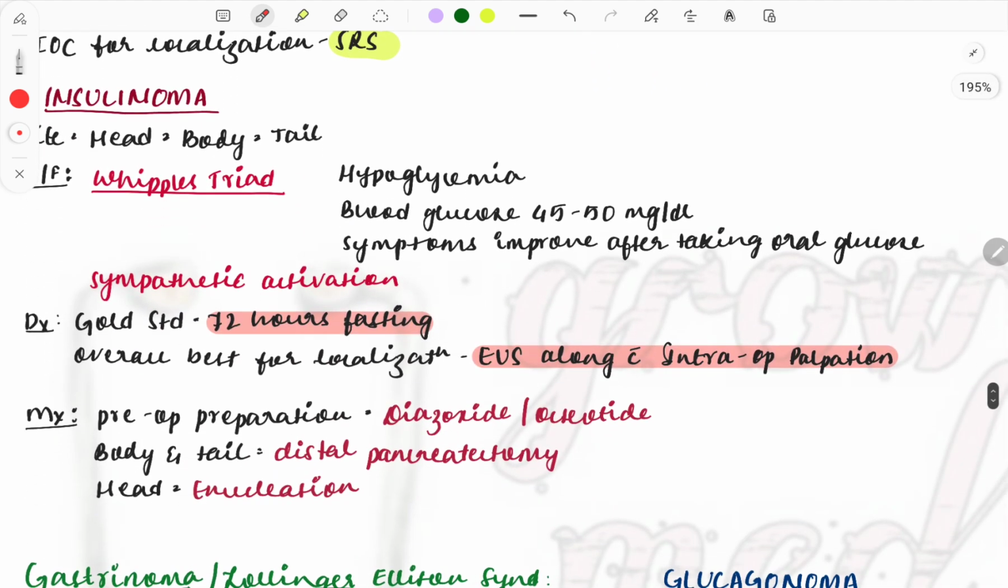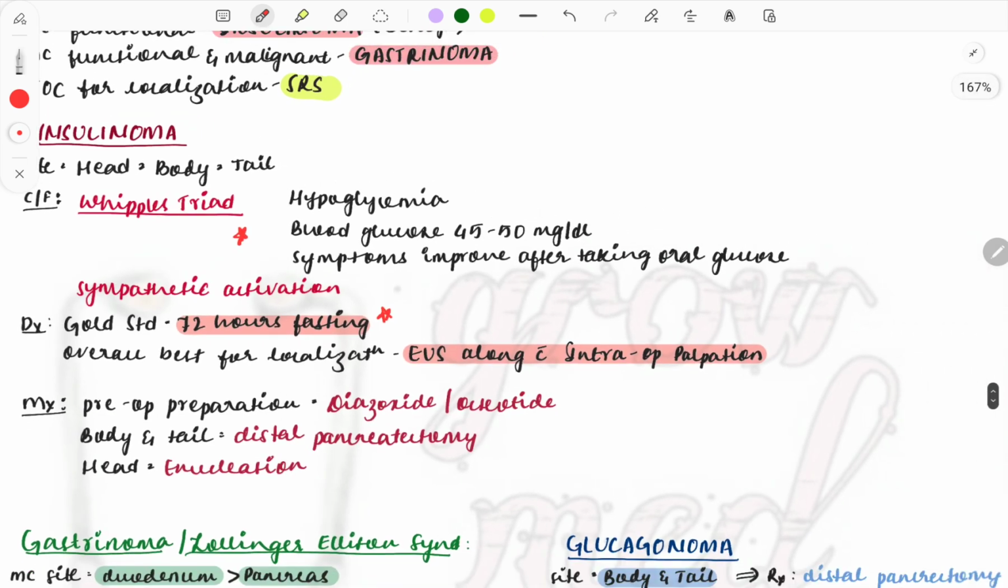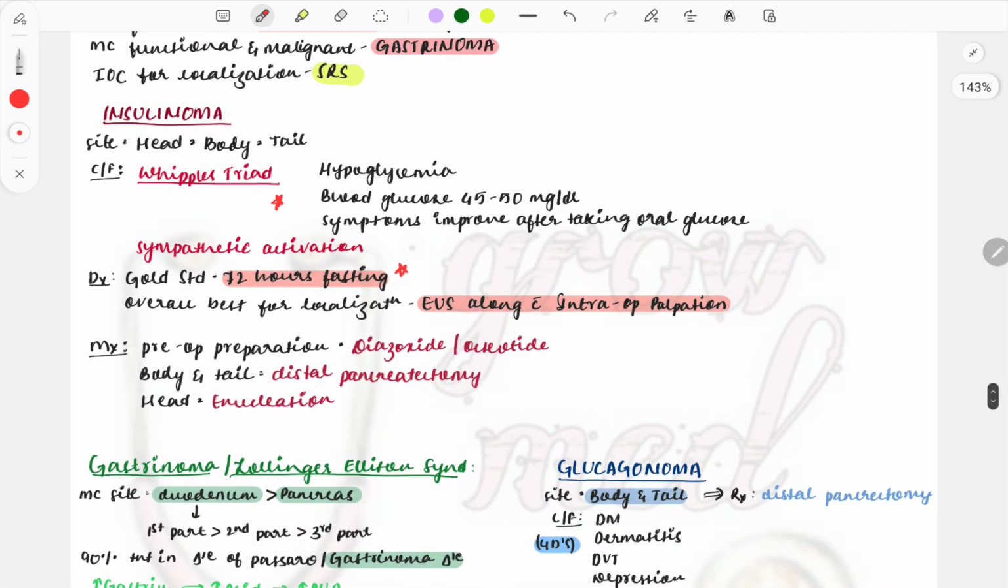And in insulinoma, we can see the Whipple's triad. So this is a PYQ and important. You need to remember this one. Then gold standard investigation, 72 hours fasting. Okay, so these are the things from the insulinoma which you must remember.